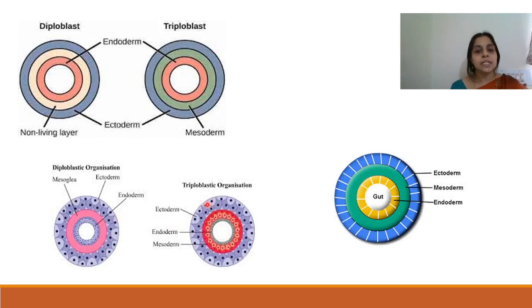Coming to diploblastic and triploblastic, which you have already studied in your previous class. Diploblastic, in the sense that they have two germ layers, ectoderm and endoderm. In between, there is no mesoderm, but there is mesoglea. Coming to triploblastic, there are three germ layers: ectoderm, endoderm, and mesoderm. So this will be much clearer. You can see ectoderm, mesoderm in between, and the inner layer is endoderm.